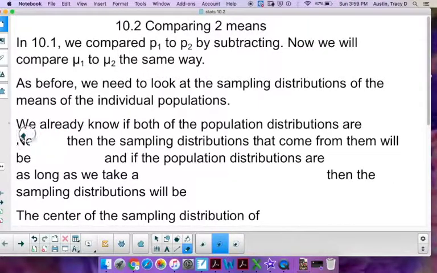Okay, we already know that if both of the distributions, both of the populations are normal, then the sampling distributions are going to be normal, just like always. Okay, so we don't have to worry about that part.